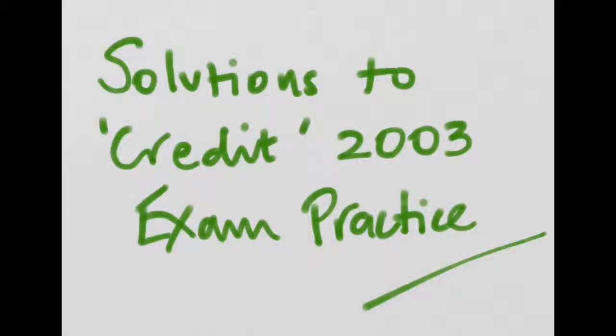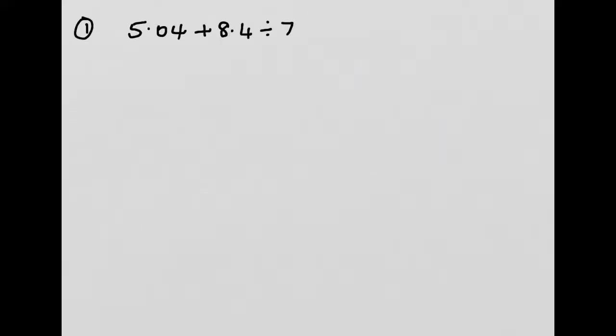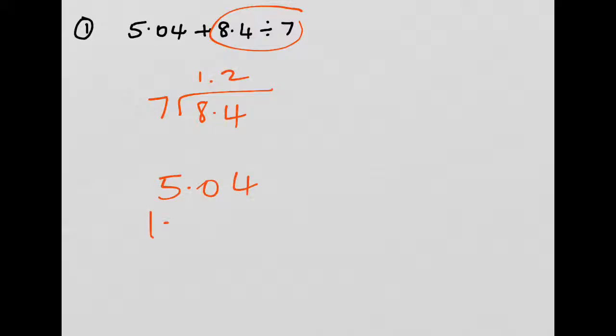Okay, here are the solutions based on credit 2003. First question, it's an irregular BODMAS type question. So 7 into 8.4 first of all gives us 1.2, and then 5.04 add 1.20 gives us 6.24.